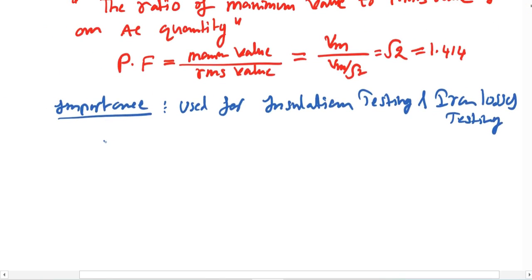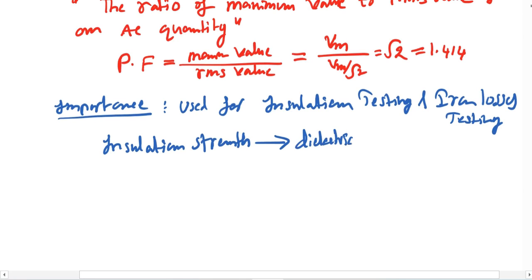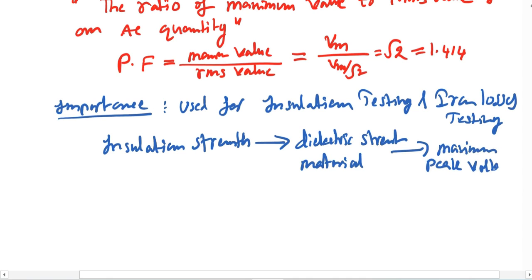As we know, the insulation strength depends on the dielectric strength of the material, and this dielectric strength of the material depends on the maximum peak voltage. Therefore, by seeing this peak factor, you can decide what the insulation strength and dielectric strength could be, or get some kind of information from this peak factor.